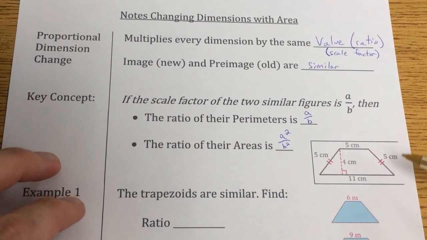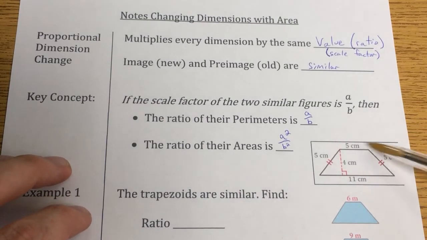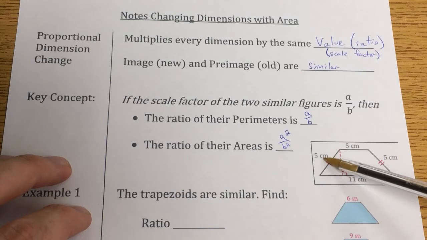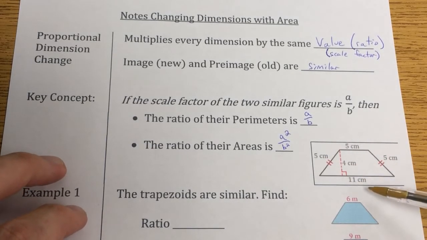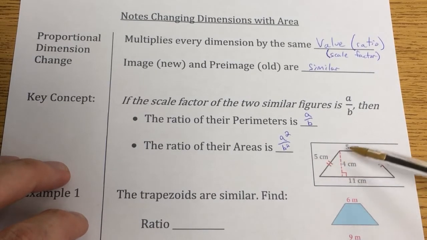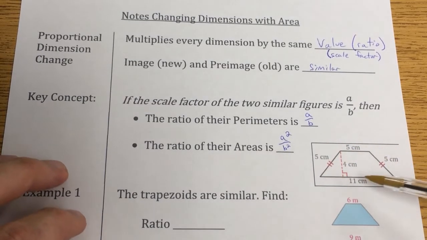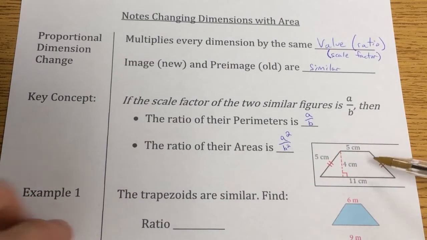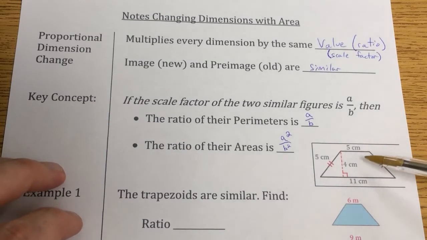But here's an example with this trapezoid. If we find the perimeter of this trapezoid, 11, 5, 5, and 5, added them all together, we have 26, right? And then if we cut it in half, take everything half, we have 2.5, 2.5, 2.5, and 5.5, which should get 13. So the perimeter is also half. But the area is not just half, it is half squared, or 1/4.